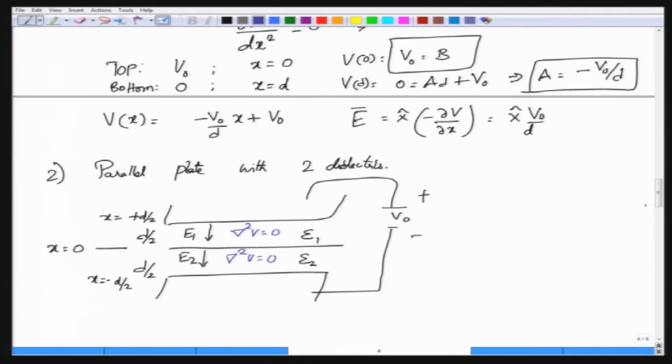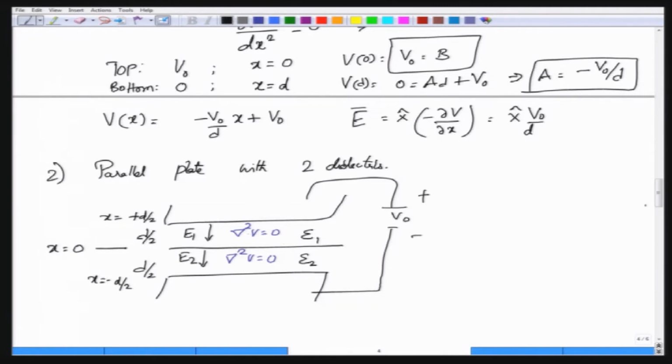There are of course now 3 boundaries involved, so you have to consider 3 boundary conditions: one boundary condition at the top, one at the middle and one at the bottom. And we have to also see that the potentials have to be continuous and the derivative of the potentials also have to be continuous. We will see that one.